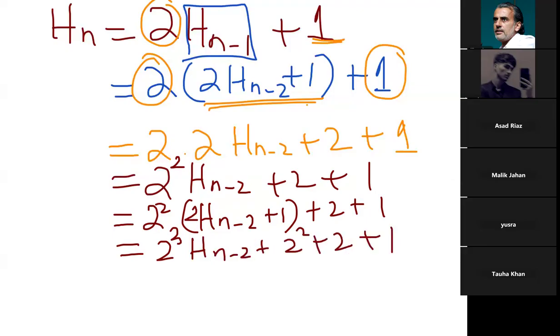Now, if you see at this bottom expression, there is a pattern which is evolving from here. And this should have hn minus 3 because we substituted the value of hn minus 2 with its equivalent expression. Okay, take a moment. If there is any question, please interrupt me. So the last terms are actually also powers of 2: 2 raised to power 2, 2 raised to power 1, and the last one is 2 raised to power 0, which is 1.